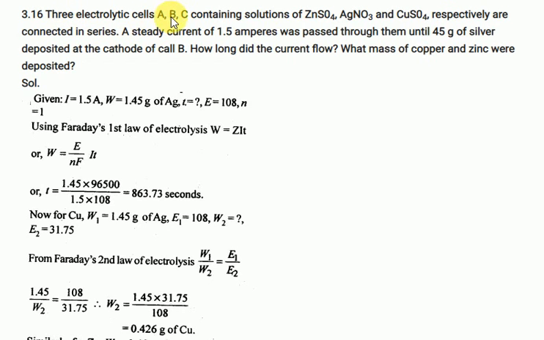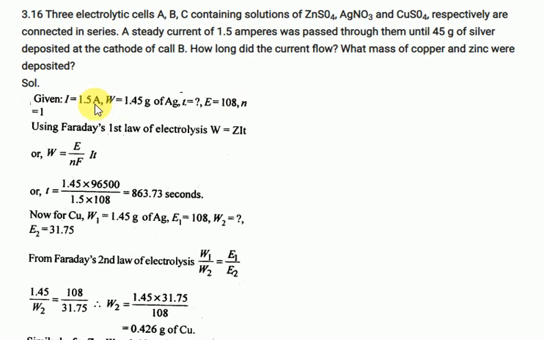Three electrolytic cells A, B, C containing zinc sulfate, silver nitrate, and copper sulfate respectively are connected in series. This one is Faraday's second law. A current of 1.5 amperes is passed until 1.45 grams of silver is deposited at cathode B. How long will the current flow? What is the mass of zinc and copper deposited? Remember, this is a very easy question.